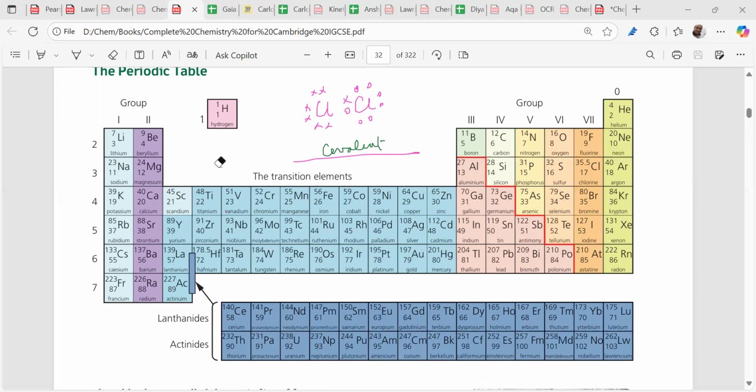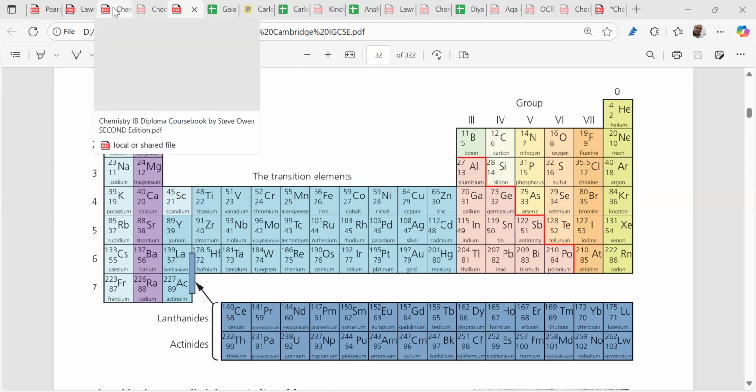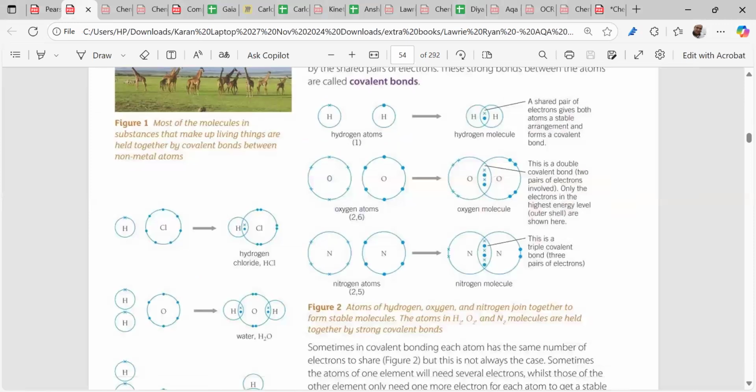Now, a covalent bond will be a bond between a non-metal and a non-metal. This is crucial, right? When we talk about covalent compounds, we have to understand that covalent compounds will always involve sharing of electrons. And how do we represent these covalent molecules? We show it by sharing of electrons like this. And these are called molecules.